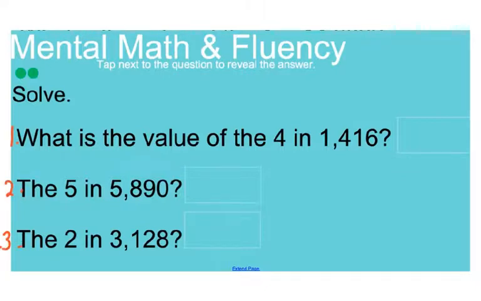What is the value of the 4 in 1,416? Number 2, the 5 in 5,890. And the 2 in 3,128. Go ahead and pause the video. Write your answers down. The value of the 4 is 400. The value of the 5 is 5,000. And the value of the 2 is 20.